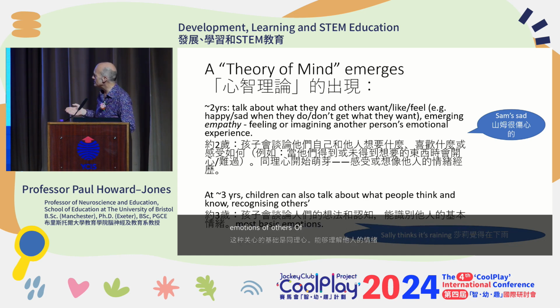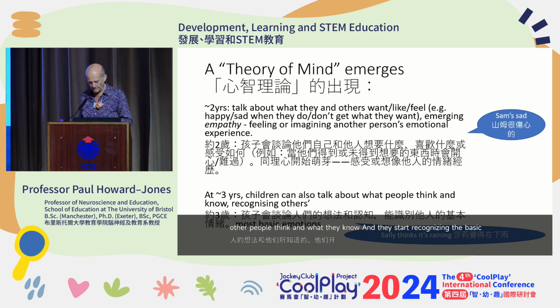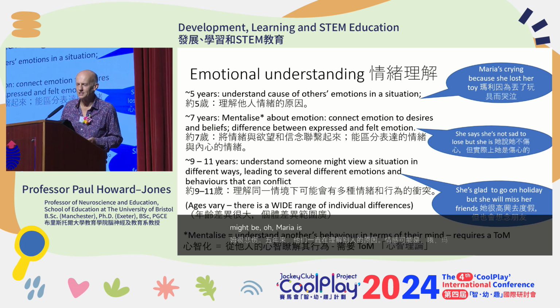At 3 years old, children can already start talking about what other people think and what they know, and they start recognizing the basic emotions in other people around them as well. So they might say, "Oh, Sam is sad." At 5 years, they're understanding what the cause of somebody else's emotion might be. "Oh, Maria's crying because she's lost her toy."